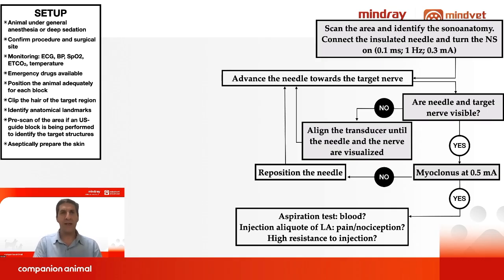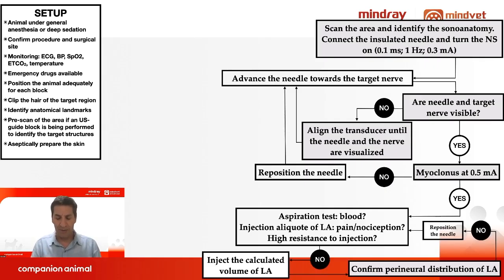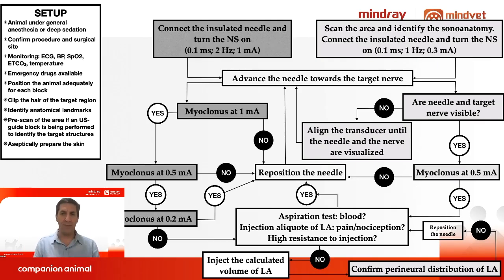You make the tests: aspiration, and a small aliquot of anesthetic to see the distribution. You are using the ultrasound at this moment, and avoid any injection if resistance is found. Finally, if everything is okay, you make the injection. Here we have the whole algorithm just to give the final picture all together.